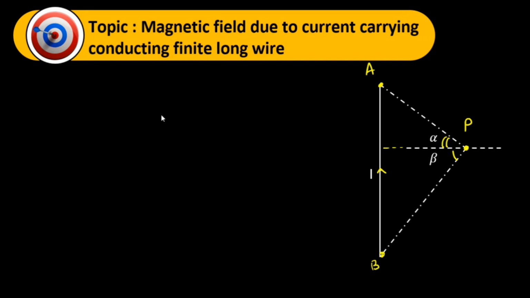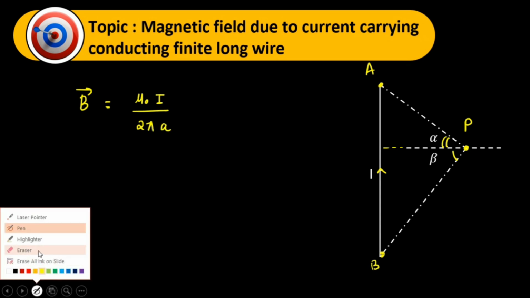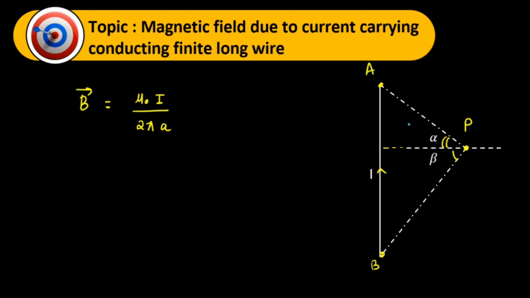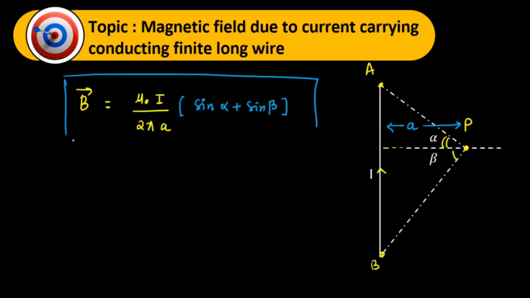So here, what we can see is that the magnetic field due to this current carrying wire at that point P is nothing but mu naught times I by 2 pi A. Now, what is this A? This A is the distance between the wire and the point. This times sine of alpha plus sine of beta. So, this is the relation for magnetic field due to a finite wire.